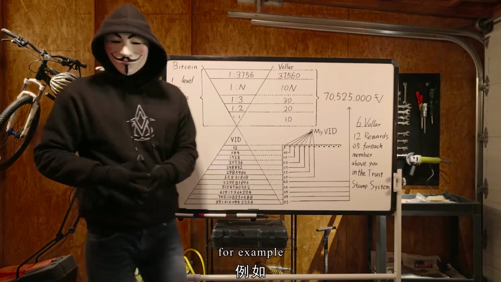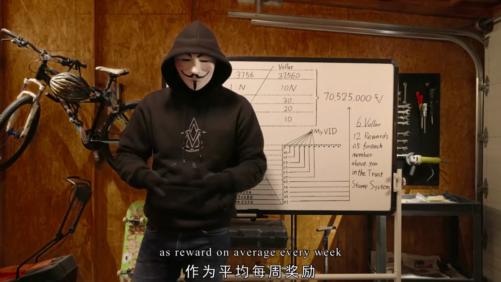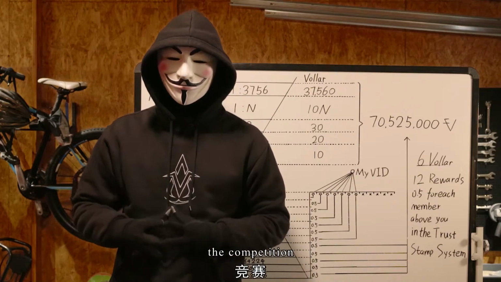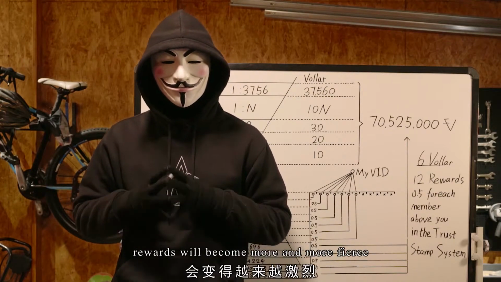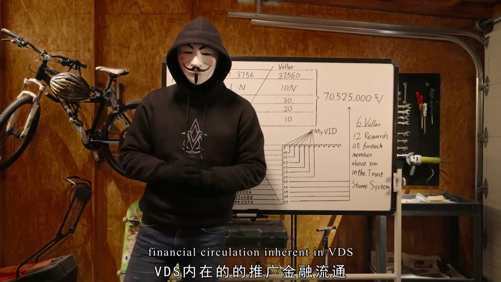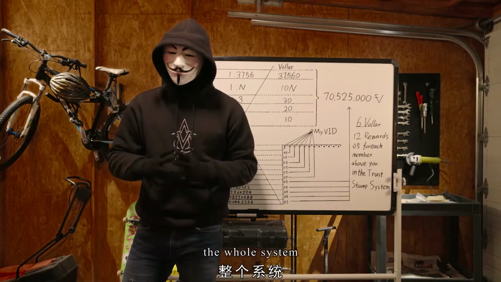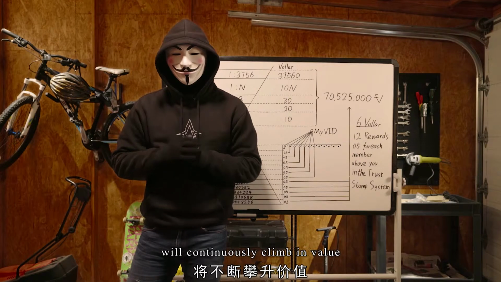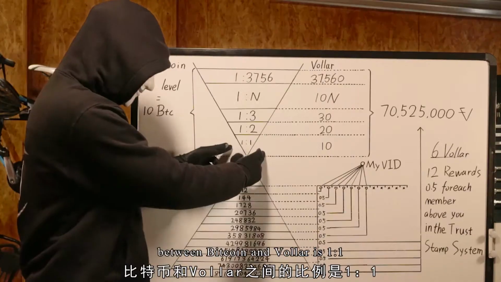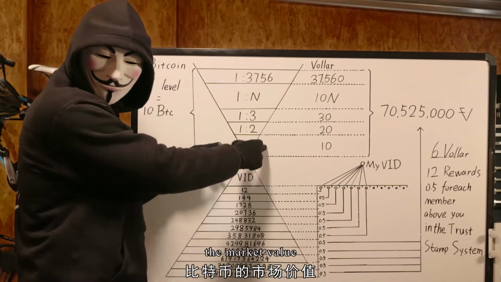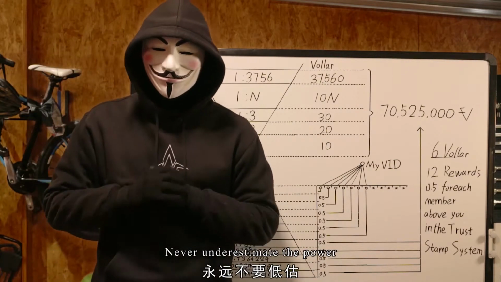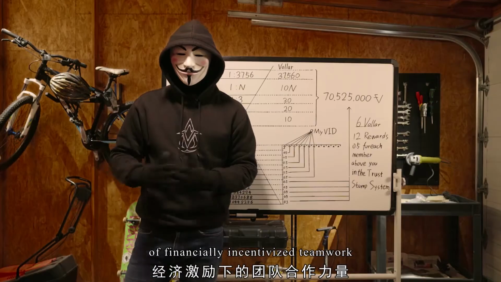So for example, if 1,000 Bitcoin are produced as reward on average every week, under this kind of stimulation, the competition for trust stamp system fission promotion rewards will become more and more fierce. Now, through the promotional financial circulation inherent in VDS, the whole system will continuously climb in value. And even when the future exchange rate between Bitcoin and Voller is 1-to-1, the market value of Bitcoin will be driven by VDS as well. Never underestimate the power of financially incentivized teamwork.